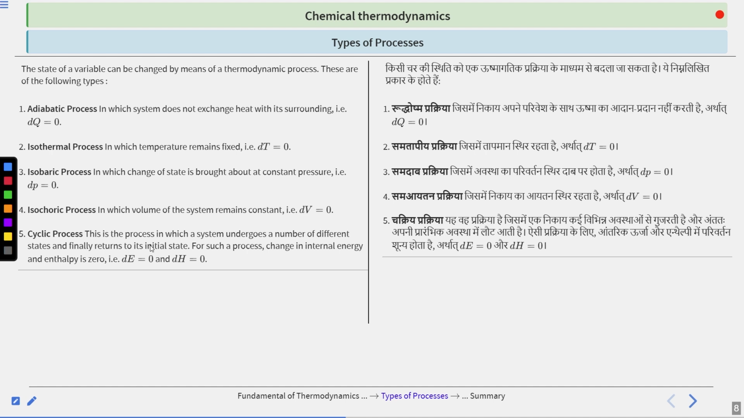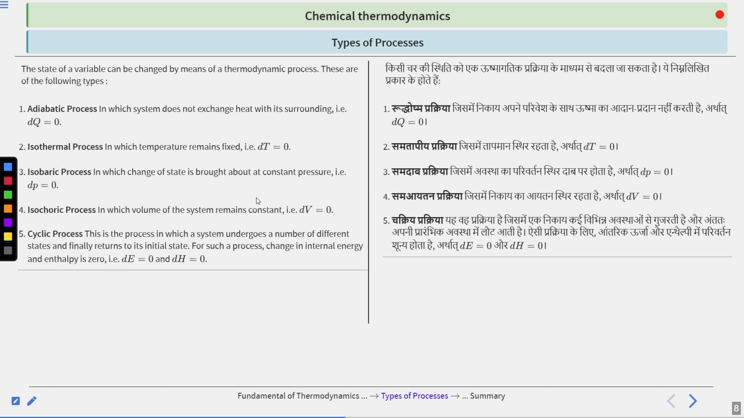You will start from, suppose, state 1, you will move out into state 2 or 3 or 4, but you will return back to the same state 1. This means the initial and final state of the system are the same. Now when we are saying state, what do we mean by this? We mean that all the values of the state functions will remain the same. So this is the meaning of this.